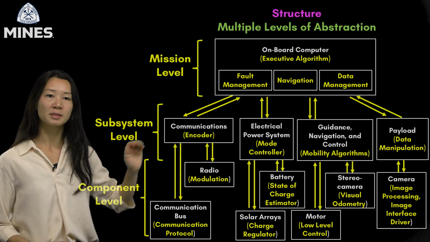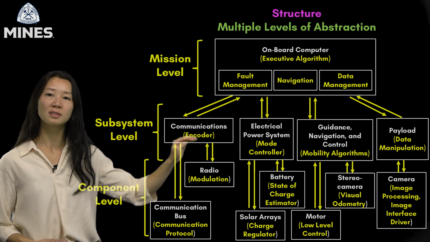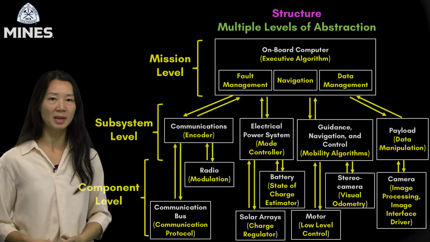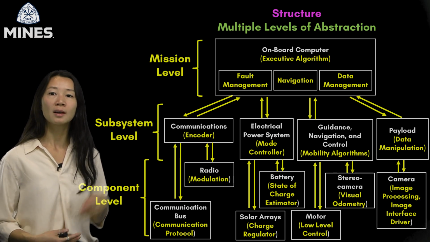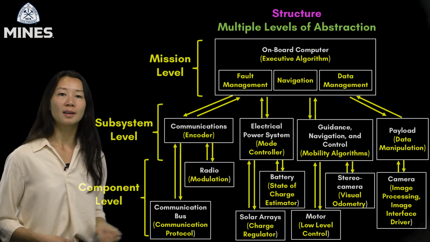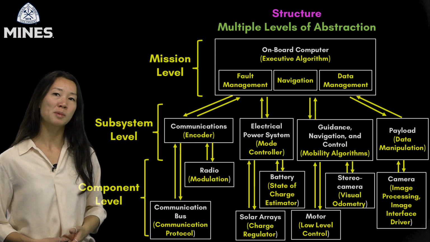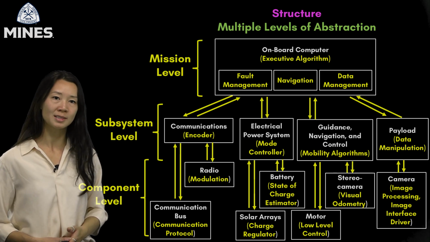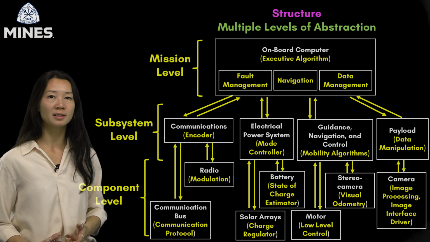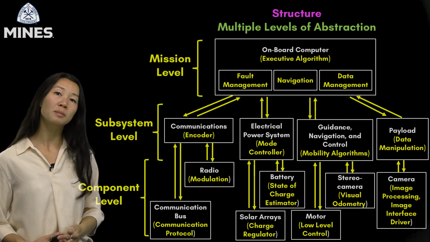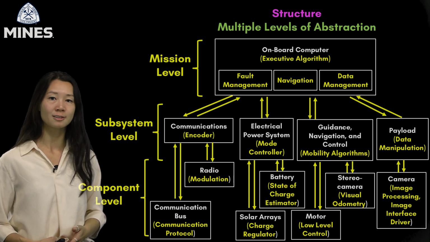Beneath that is the subsystem level. We find the major functional blocks like communications, power, mobility, and payload. These systems are governed by autonomy modules like mode controllers, mobility algorithms, and data manipulation routines, each responsible for controlling an entire subsystem. This is also where you'll find control loops, watchdog systems, and logic that interprets health telemetry and translates high-level commands into executable actions.